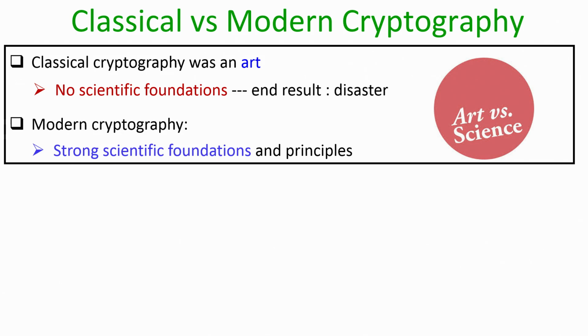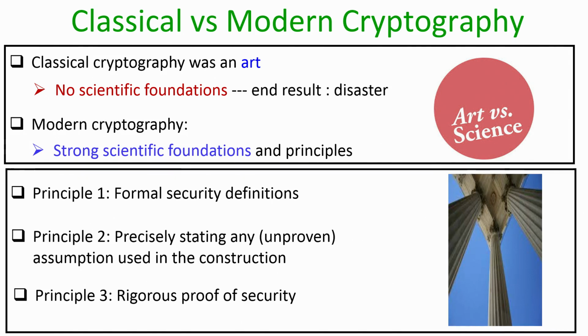Classical cryptography was not a science, it was mostly an art, because there were no scientific foundations, no proper definitions, no mathematical security proofs, and as a result the end result was disaster. Whereas modern cryptography is a science, based on strong scientific foundations and principles. Namely, the three principles of modern cryptography: Principle 1 is formal security definitions, where we properly and mathematically define what exactly we mean by security.